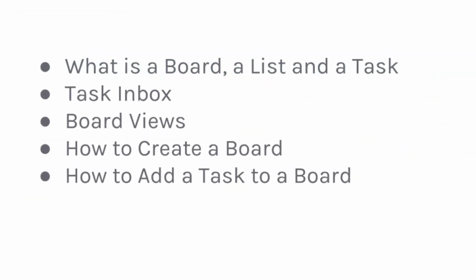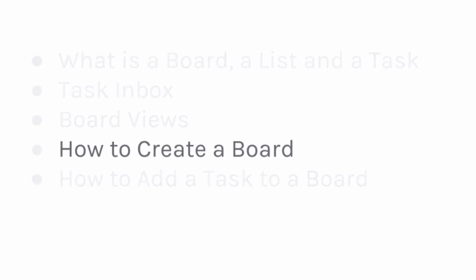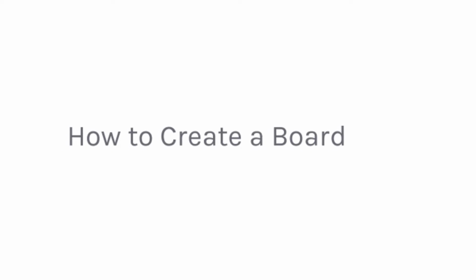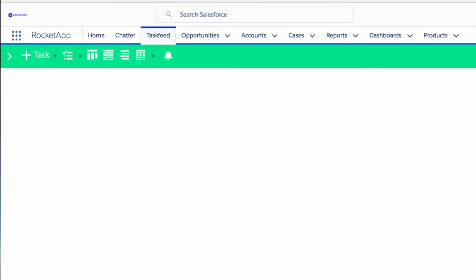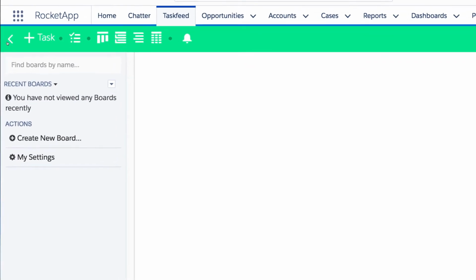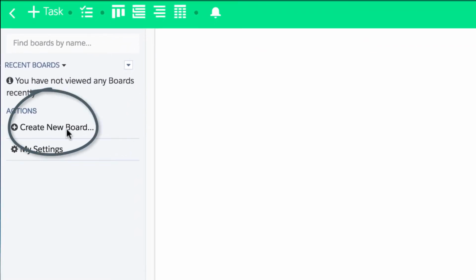Many customers choose to create a board automatically based on activity happening elsewhere in Salesforce, like when an opportunity is marked as closed won. This is easily configured, and you can learn in our knowledge base how to set that up. But here's how you can create a board manually from the Taskfeed tab. Click the arrow at the header to expand the board menu on the left of the screen in gray. Then under Actions, click Create New Board.